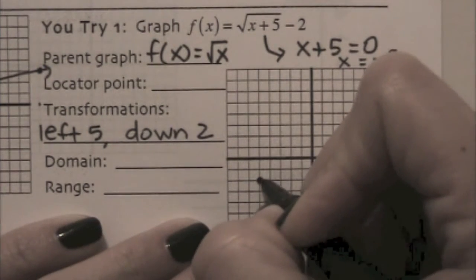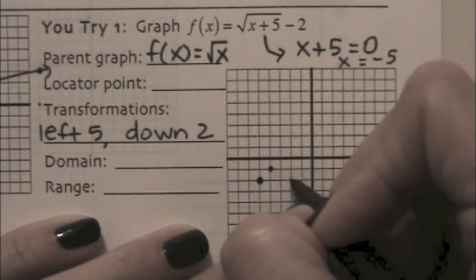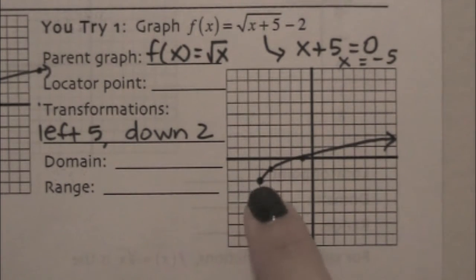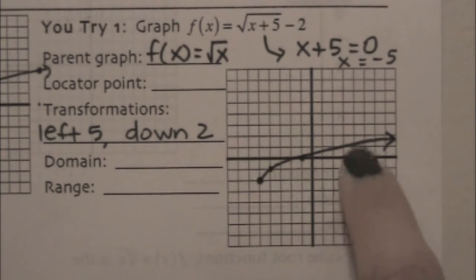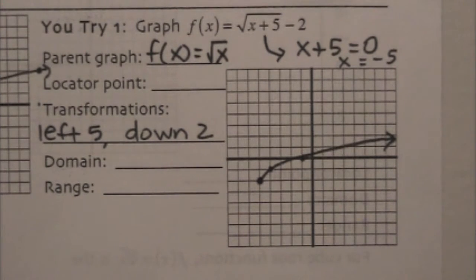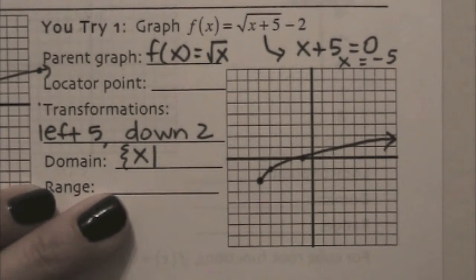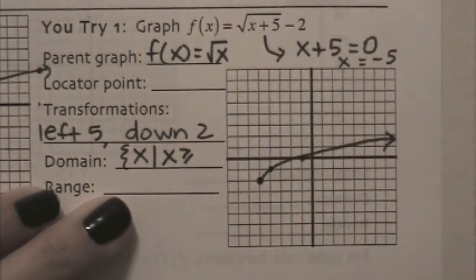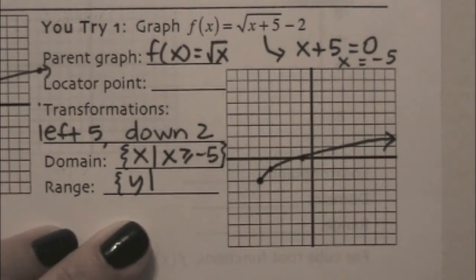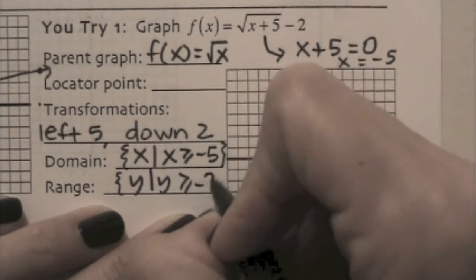And because those are the only transformations, your graph is still going to move up to the right. You're going to follow the same pattern, right 1, up 1, go back to the locator point, and go right 4, up 2. And I could keep going from my locator point over 9, up 3. But again, these 3 points are sufficient to get the idea of what the graph is doing. So your domain is x such that x is greater or equal to negative 5. And your range is y such that y is greater or equal to negative 2.